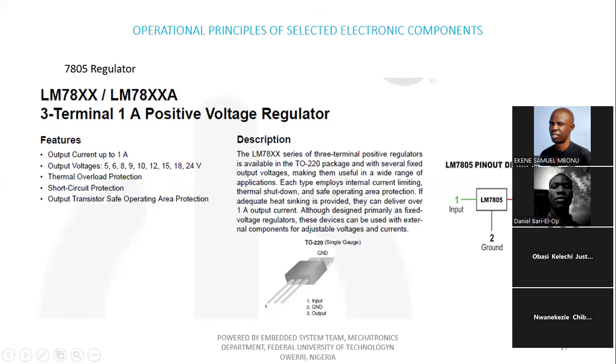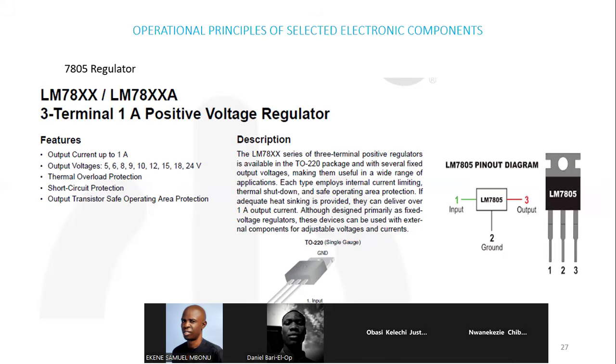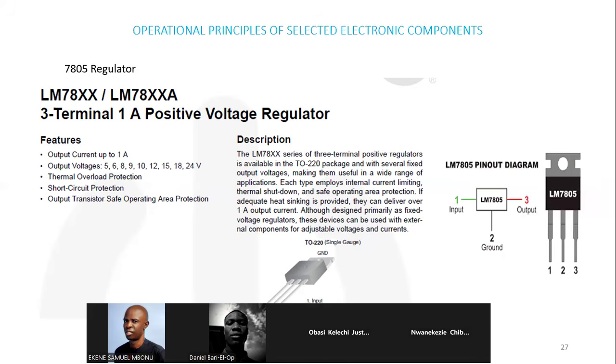Okay, good day everyone. My name is Obasi Kelechi Justice. A data sheet is the manufacturer's manual for that particular component. That is the specification of the component, the working principle, and the highest amount of voltage that can come into the component and the rest. Thank you. Excellent, excellent. Data sheet gives us information, electrical characteristics, voltage characteristics, dimensions of the component. Excellent. Let's give him a thumbs up. Let's clap for him.